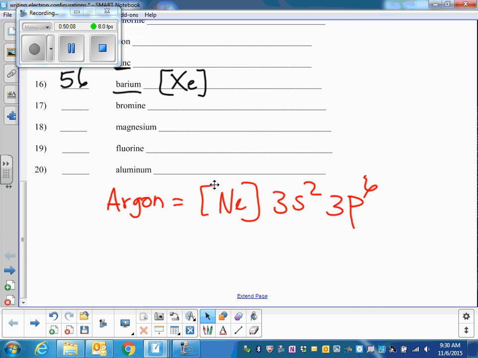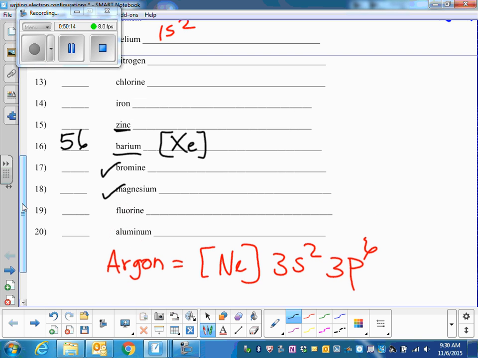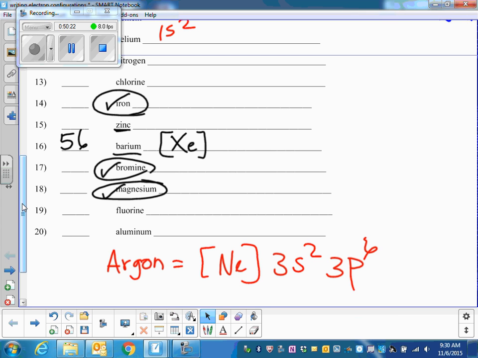So let's see. I want you to do it for bromine, magnesium, and iron. Go ahead and write out the noble gas configuration for iron, bromine, and magnesium.